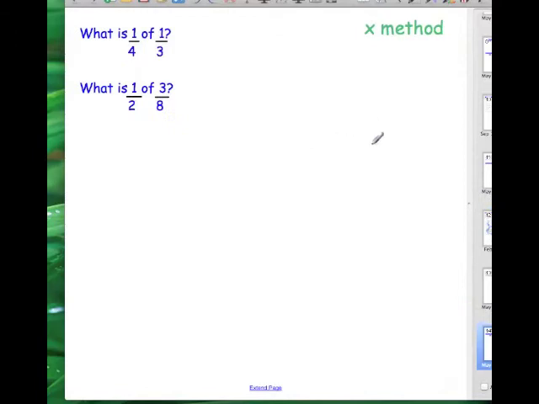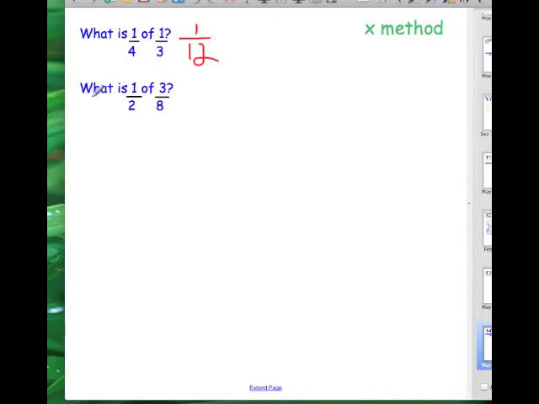Another method we can use for finding fractions of a fraction is the multiplication method. And this is actually quite simple. All you do is multiply straight across. So what is 1/4 of 1/3? All you do is multiply straight across. So 1 of 1, of means times, is 1. And then 4 times 3 is 12. So 1/4 of 1/3 is 1/12.